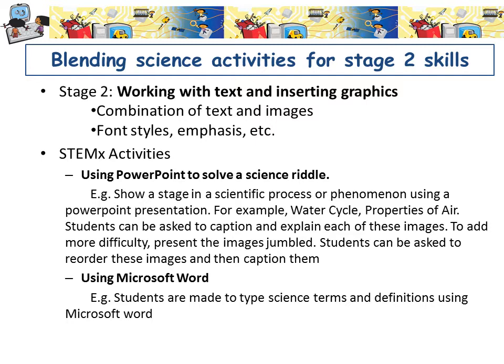A simple PowerPoint activity would be to give them a few slides, each showing a stage in a scientific process or phenomenon. Students can be asked to caption and explain each of these images. To add some more complexity, you could try a science riddle. A simple PowerPoint presentation with the images jumbled. Students can be asked to reorder these images and then caption them. The science riddle would require students to understand the science process, understand how PowerPoint works, and communicate to the audience their understanding of the science.